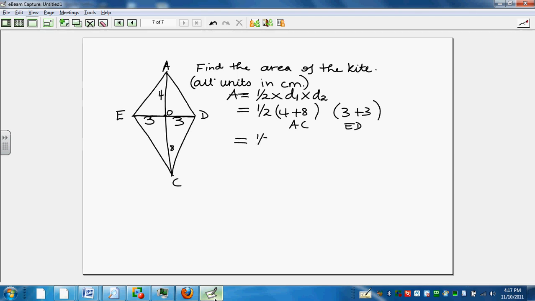Okay? So we just work on that now. So that will be a half multiplied by 8 and 4, 12. Multiplied by 3 and 3, 6. So a half of 12 by 6. And that will give us 36 cm squared. The diagonals, one diagonal is AC, the other diagonal is ED. So all we have to do is find AC, ED by adding up the respective lengths and then multiplying them together and finding a half of it, because the area of a kite is a half times the product of their diagonals.